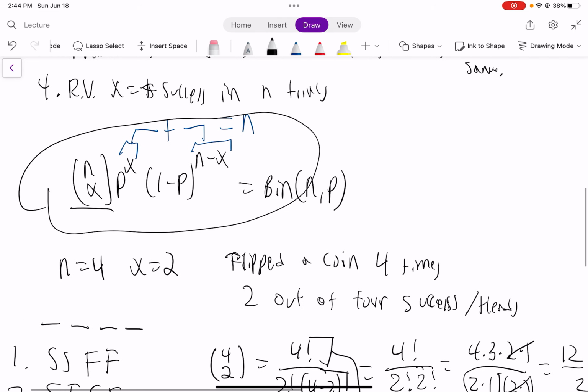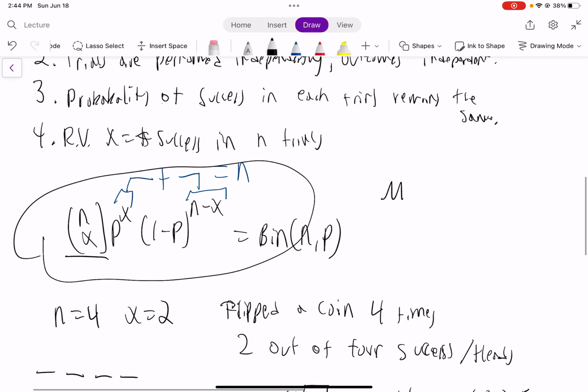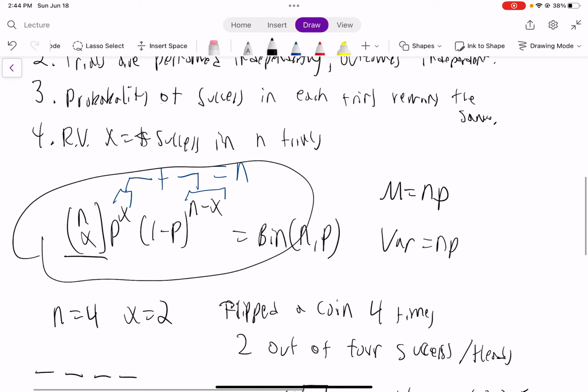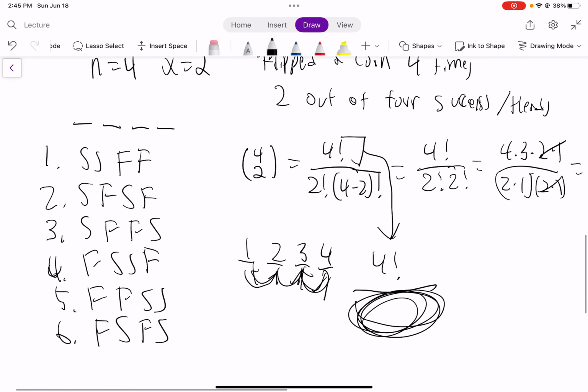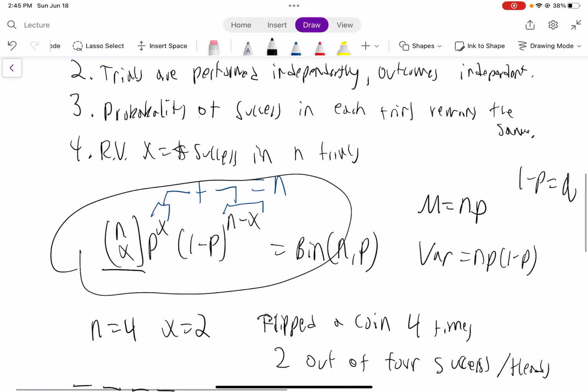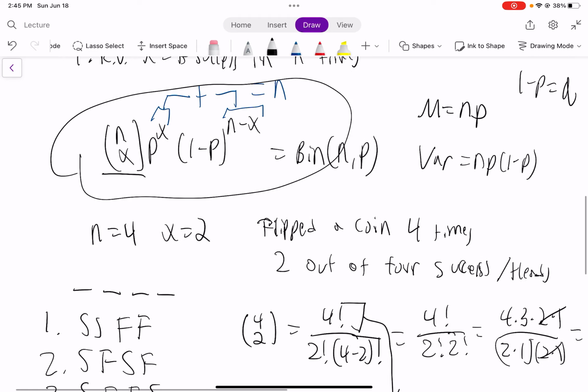And you might be asking, that's the intuition behind it, but what's the mean of this? The mean turns out to be n times p, and the variance turns out to be, let me write this a little bit clearer, n times p times 1 minus p. Sometimes people denote 1 minus p as q, so it could be that too. And so that is how you derive it. That is the derivation of it.